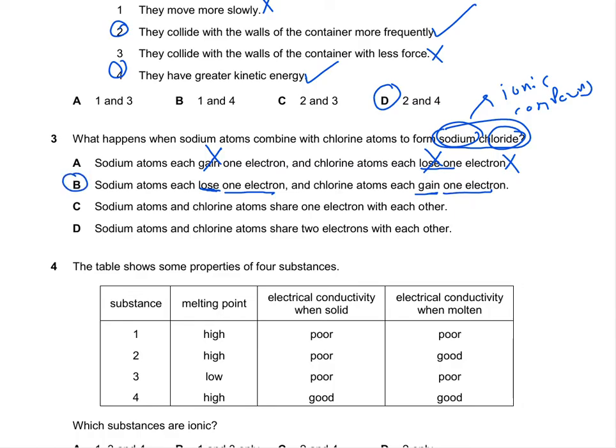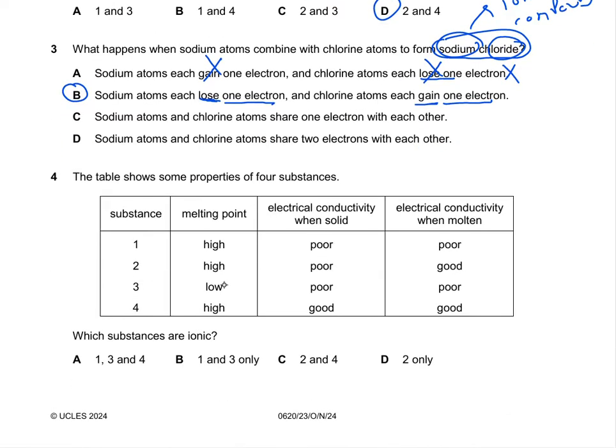The table shows some properties of four substances. Which substances are ionic? Ionic compounds have a high melting point and high boiling point, as there is a strong electrostatic force of attraction between the oppositely charged ions, which needs high energy to overcome. They conduct electricity only when molten, as they have free moving ions, but they do not conduct electricity when solid.